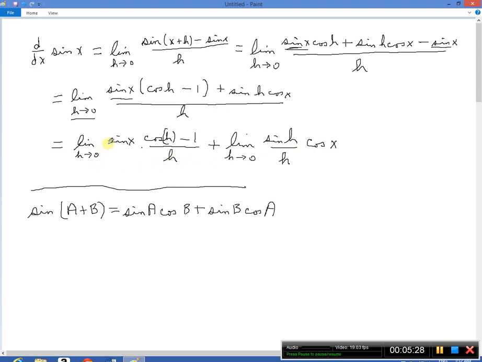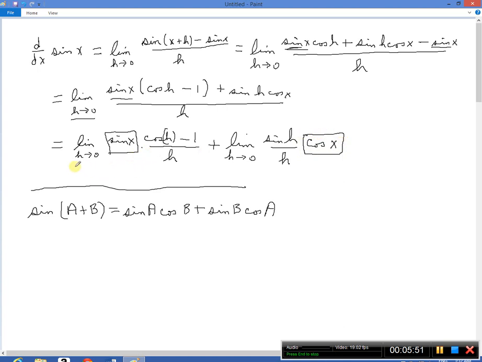Okay, so as I said a minute ago, this sine of x is constant relative to h going to 0. So it's going to sit there while we take the limit of this, because the limit of a constant times a function is the constant times the limit of the function. Same thing for this guy. It's going to sit there while we take the limit.